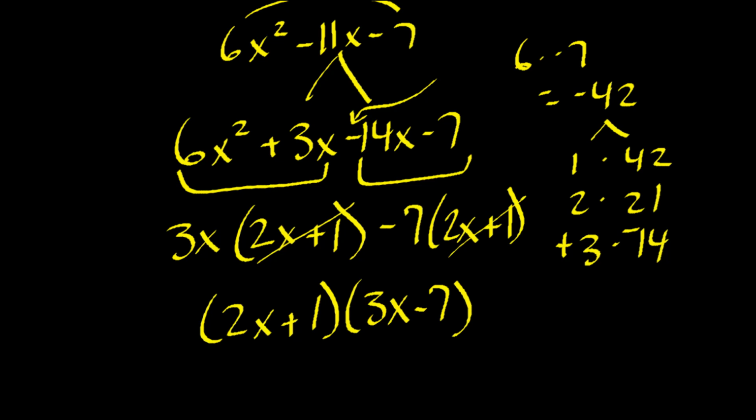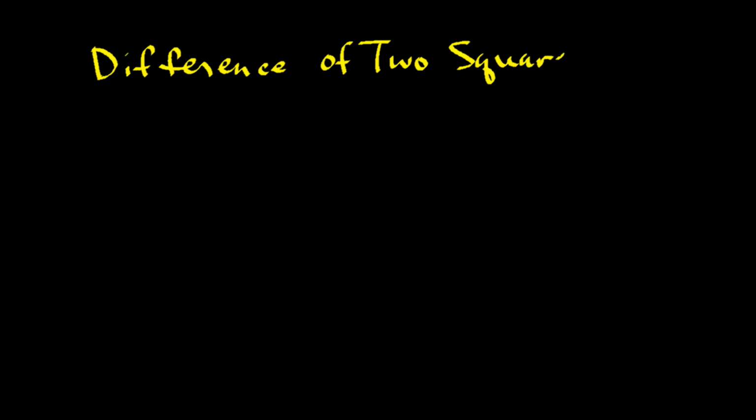Try checking it, but you should get back to the original problem. Now let's try a different factoring method. The next factoring method I'm going to show you is called the difference of two squares. Basically, in this method, there are two perfect squares we will look for. So let's factor 25x squared minus 36.